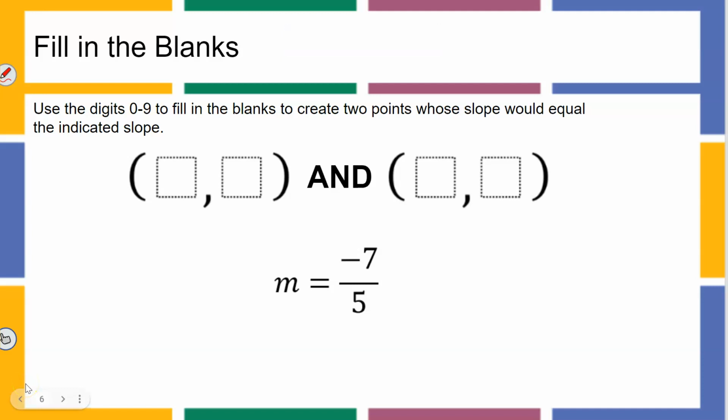You need to use the digits 0 through 9 to fill in the blanks to create 2 points whose slope would equal -7 fifths. You need to think about how we make slope, how we use the slope formula, and then you're using those 2 points, or I'm sorry, you have to make 2 points to get those.